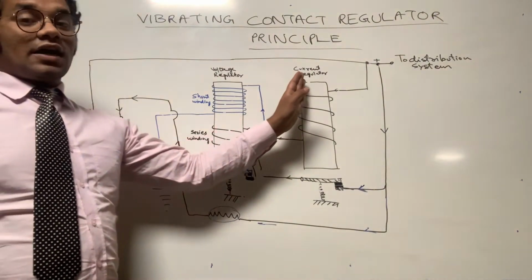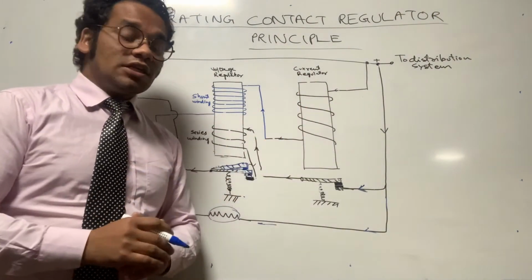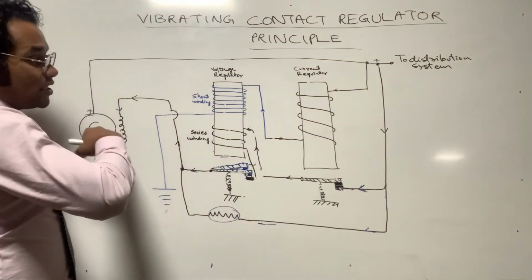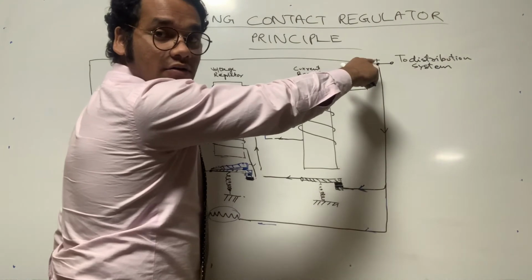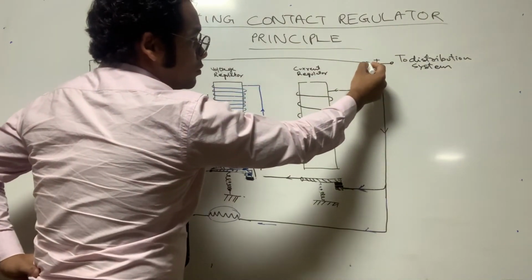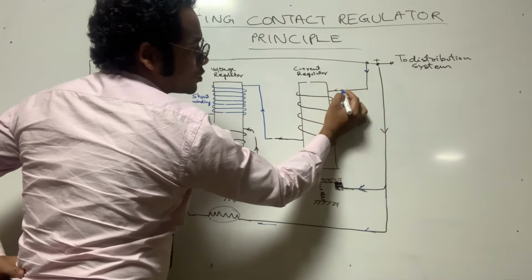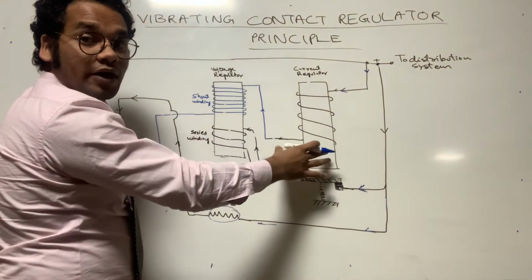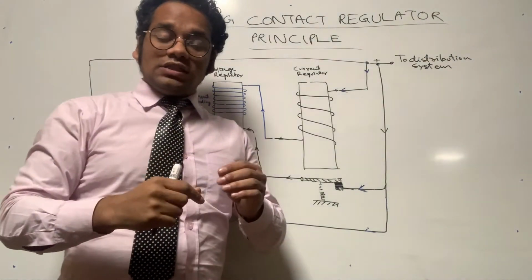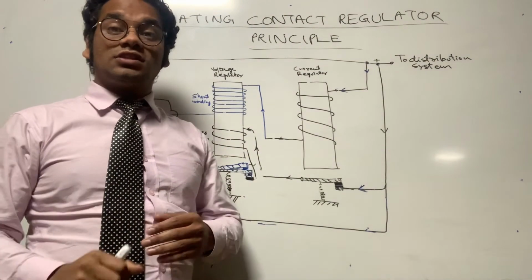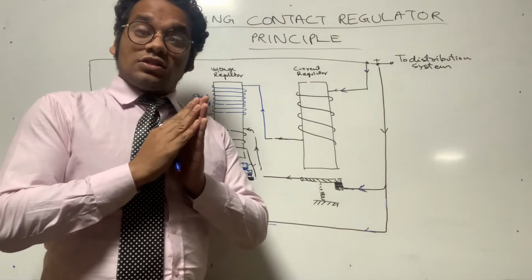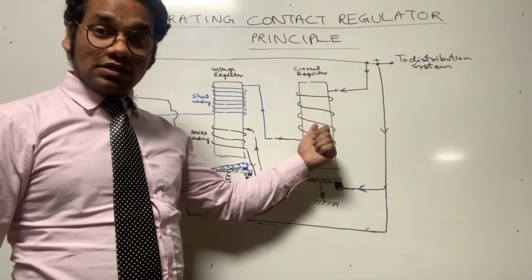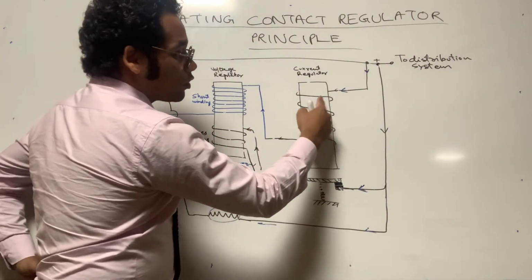Next, let's discuss the current regulator. The current regulator is basically to control the output current. How does it control? When the generator is running, suppose the output current is higher. We know the output is collected from here and goes through this coil. This coil has few turns of thick copper wire. Whenever there are few turns and the wire is thick, the resistance will be low. So when resistance is less, current flow is more. So current flow through this coil will be more.